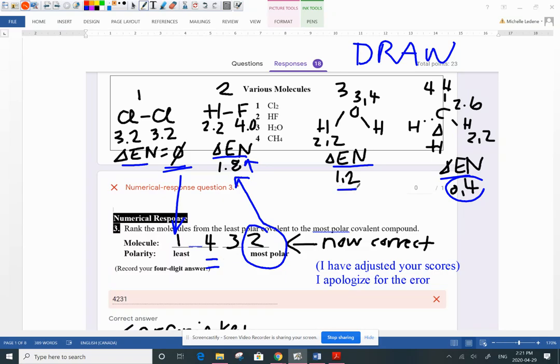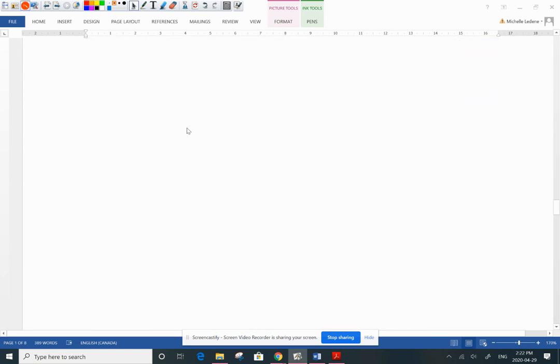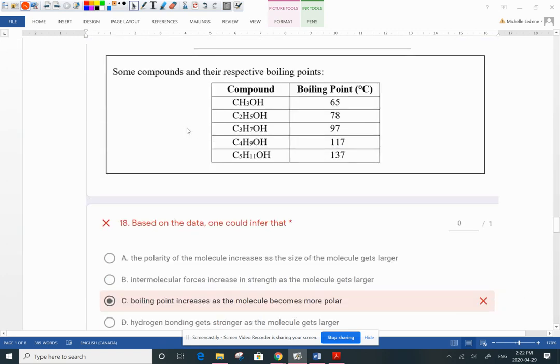And then comparing these electronegativity values, the highest value is the most polar, so the next highest value would be the next most polar, okay, the next biggest electronegativity difference. Okay, so I apologize, I have corrected that. Your mark will now reflect it. There was an error in the key.